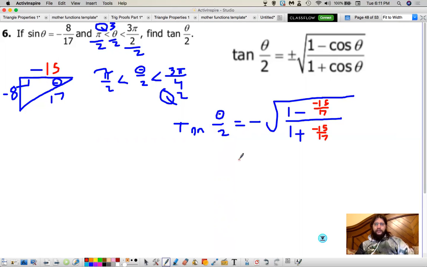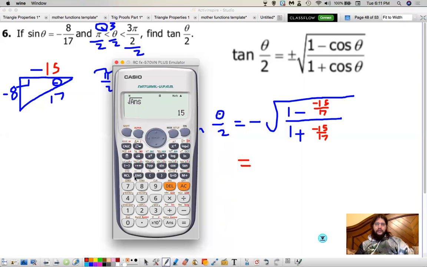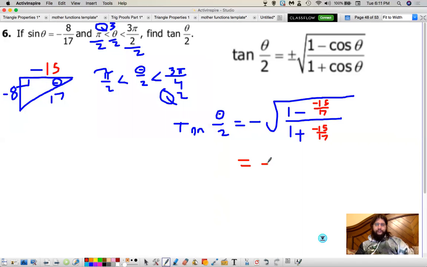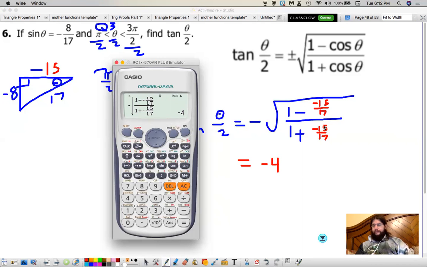There, you can just type it in the calculator. Negative square root of the fraction 1 minus negative 15/17 over 1 plus negative 15/17. Oh wow, negative 4. Okay. So yes, this looks terrible and crazy, but it's a nice little negative 4.